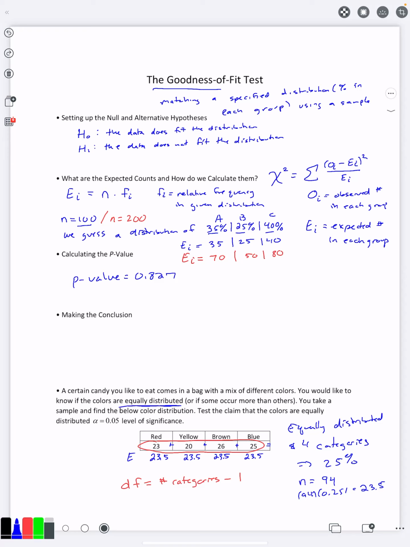So that does not mean that we can say that for sure they're equally distributed. All we can do is say the following: there is not enough evidence to show that the colors are not equally distributed.